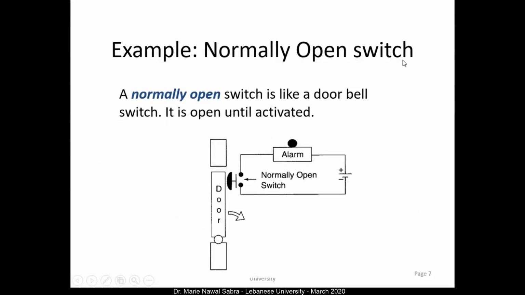Here is an example of a normally open switch, a practical example where we don't have a PLC. If the door opens, this button closes the circuit. This is a normally open button, and the circuit puts an alarm on. So once the door opens, the alarm turns on. This is in case you don't want anybody to open your doors.